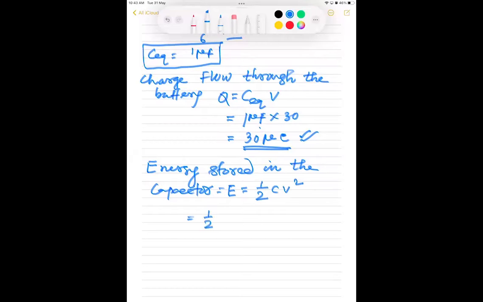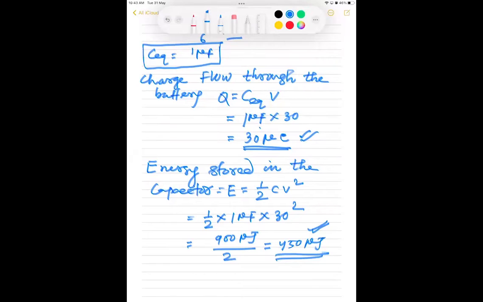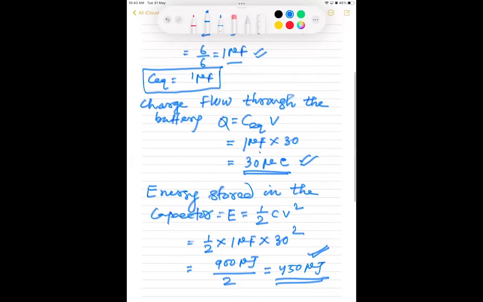So that means half. C is how much? 1 microfarad. Into voltage, 30 square, right? Getting or not? So 900 microjoule by 2, because the unit of energy is joule. Correct or not? So that is 450 microjoule. All understood? Okay, just write this all.